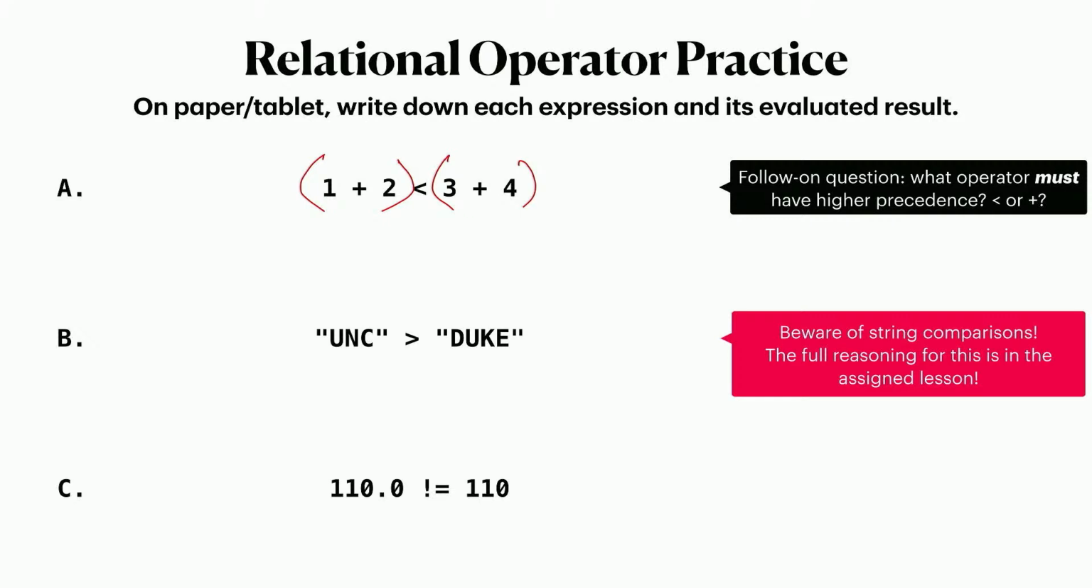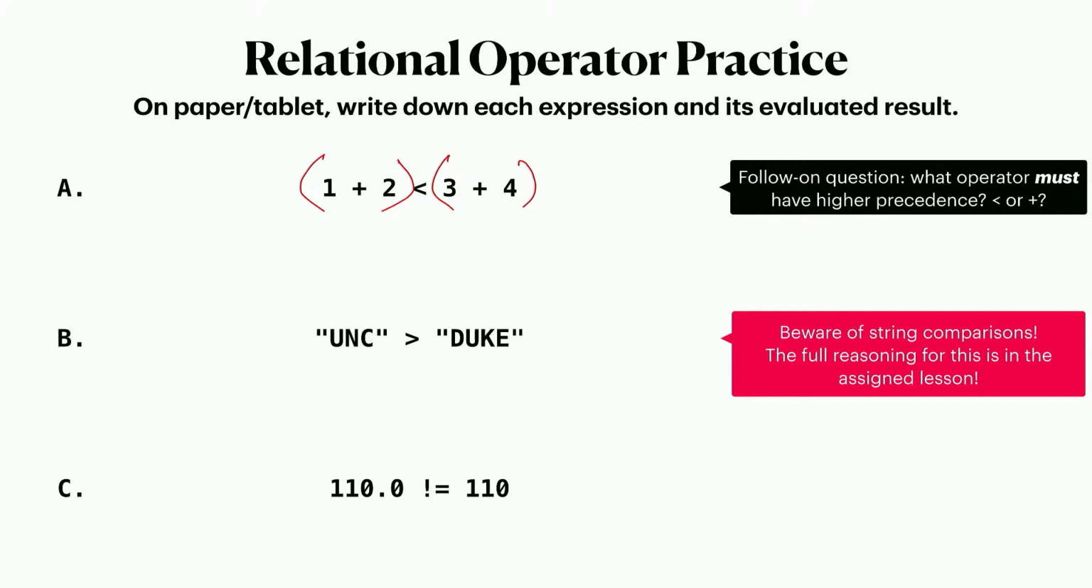And finally, last but not least, 110 as a float is not equal to 110 as an int. Anyone want to take a stab at this one? I think this one's going to be true because the data types are different. It's a great intuition, and in many programming languages, this would be true.